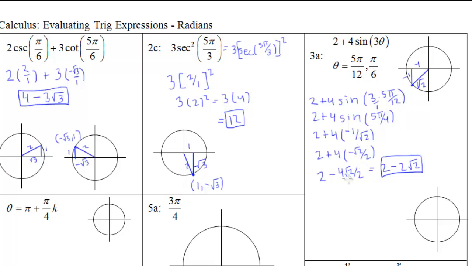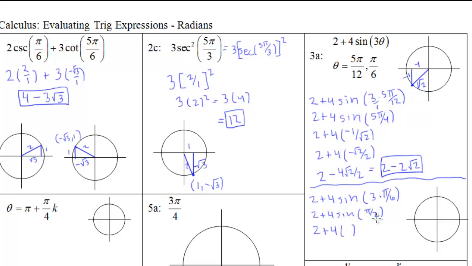And then for the second part of the same problem, now I'm going to take this same expression and substitute in theta equals pi over 6. Separate that out. So now it will be 2 plus 4 sine of 3 multiplying pi over 6, which simplifies to 2 plus 4 sine of pi over 2. 3 times pi over 6 is pi over 2. And then I need to find the sine of pi over 2.